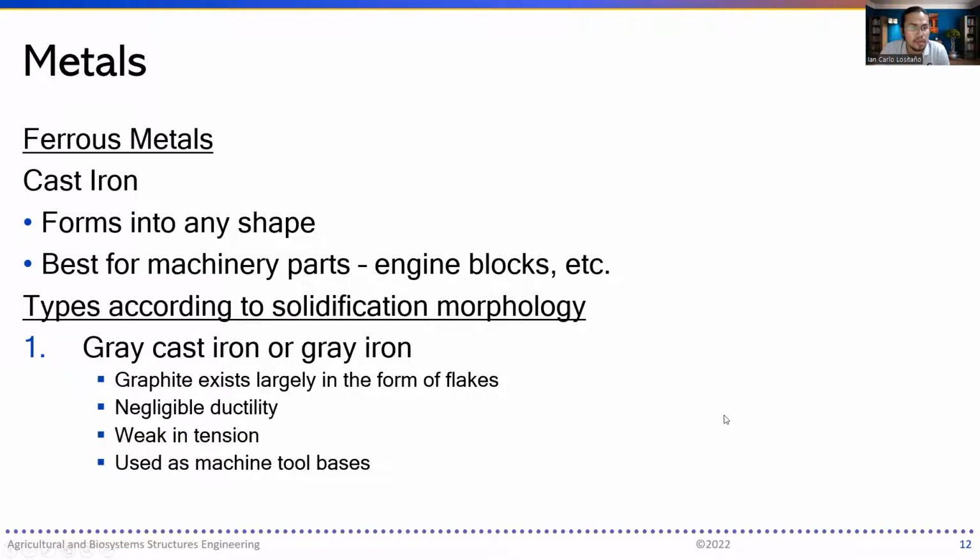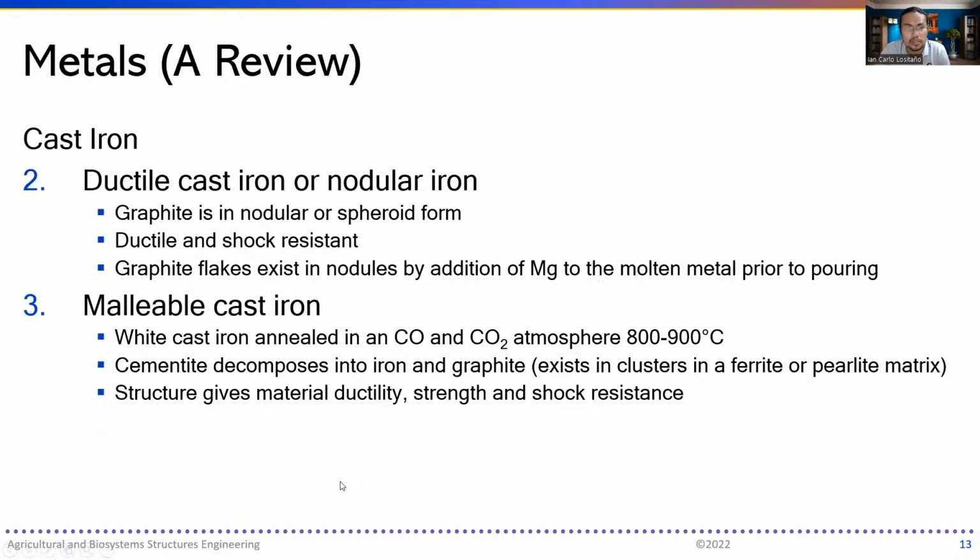So you have here forms, okay, forms of ferrous metals. You have your cast iron, and you have a gray cast iron, okay, and also your uses. This is actually a review of the materials of engineering. Okay, gray cast iron or gray iron, graphite exists largely in the form of flakes, and there's negligible ductility, and this is weak in tension, used as machine tool bases.